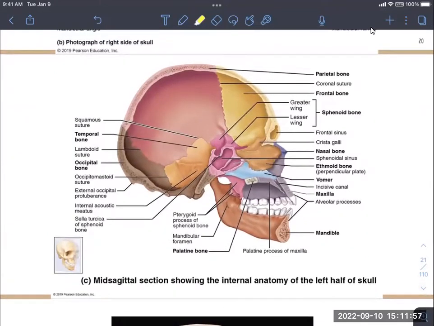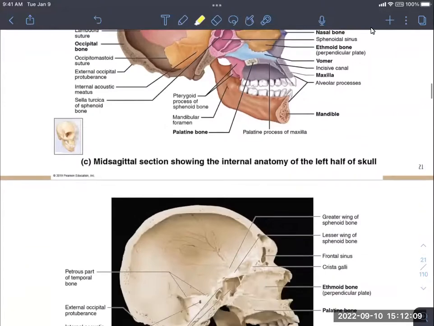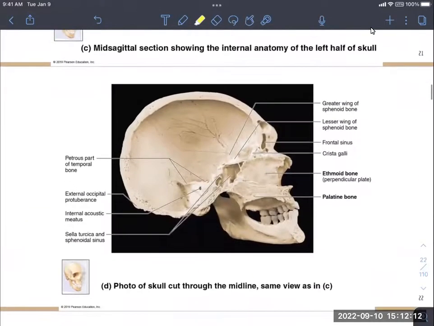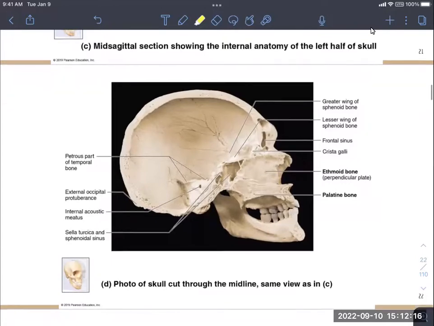Here it is from the inside. Different views seeing the same thing. Squamous suture. That parietal bone, coronal suture, frontal bone. Same thing on a human skull.